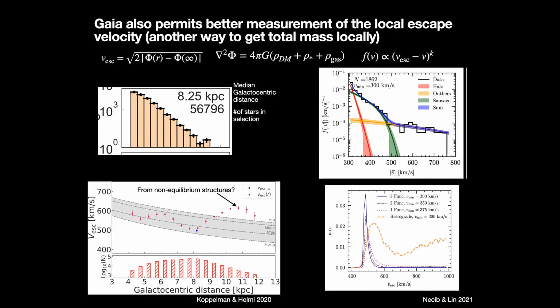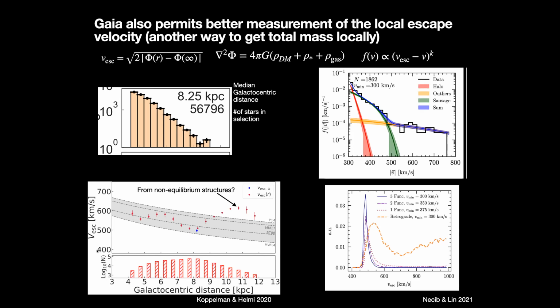Gaia can also let us measure the escape velocity better, and that's another way to get the total mass locally. This is basically because the escape velocity involves detecting the high velocity tail of the dark matter distribution, as you can see in a couple of these examples, and modeling it with a power law. And that gives you the escape velocity, which you can then use to get the potential. And then the potential gives you the total mass. So the more stars you have, and Gaia has lots of stars, the more sensitive you are to that power law, and the better you can model it.